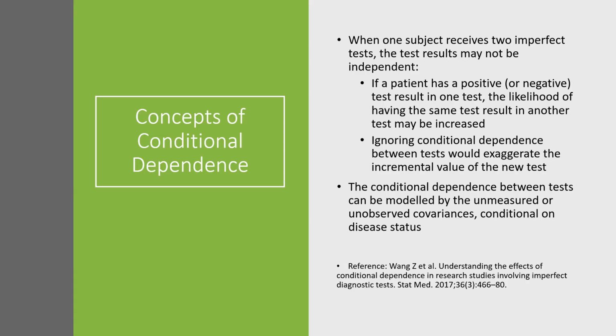I will introduce the concepts of conditional dependence. When one subject receives two imperfect tests, the test results may not be independent. For example, if a patient has a positive or negative test result in one test, the likelihood of having the same test result in another test may be increased. Ignoring conditional dependence between tests would exaggerate the incremental value of the new test. The conditional dependence between tests can be modeled by the unmeasured or unobserved covariances, conditional on disease status.